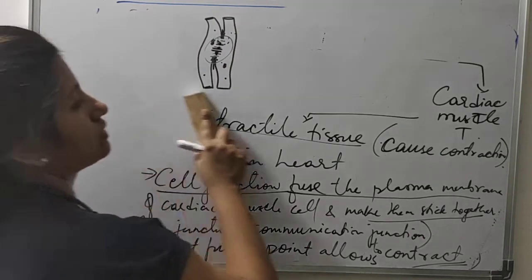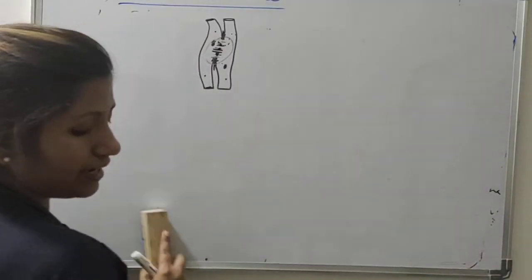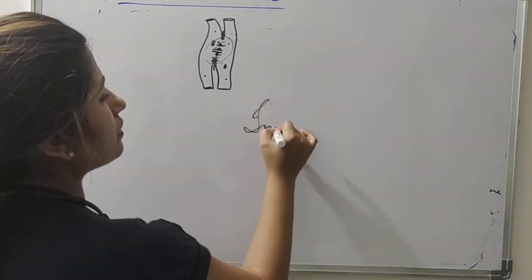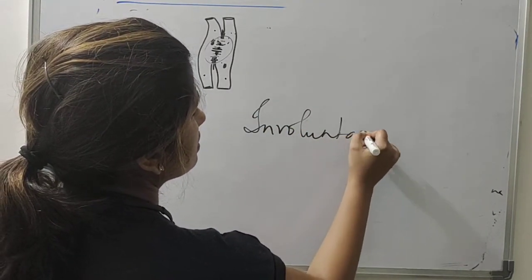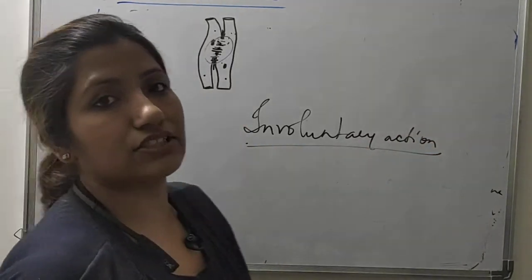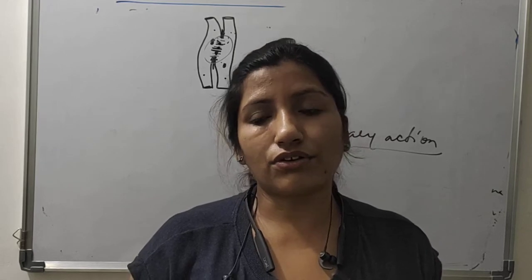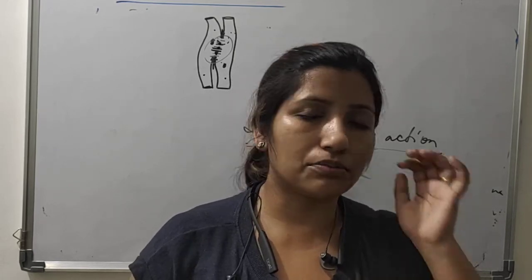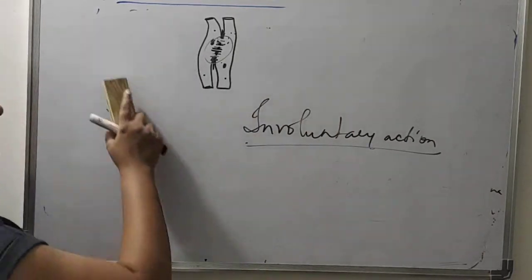Okay, so cardiac muscles also do this action, it is an involuntary action. We have no control on the contraction and relaxation of our heart's muscle, right? Our heart keeps on contracting and relaxing because of the contractile tissue, because they perform involuntary action. Okay.